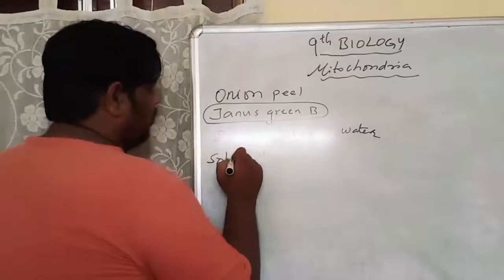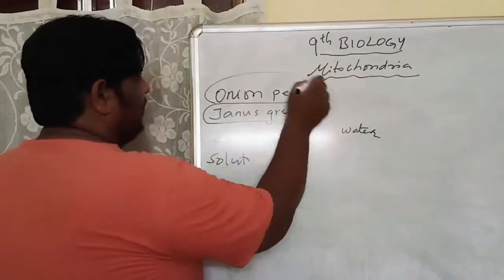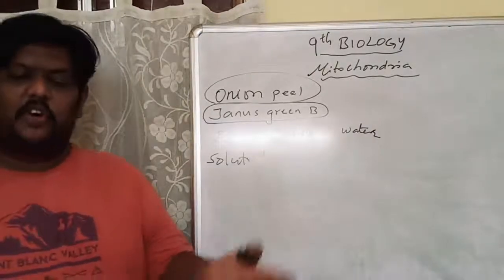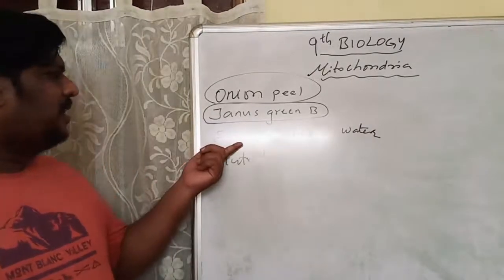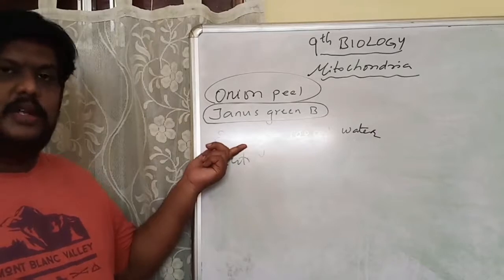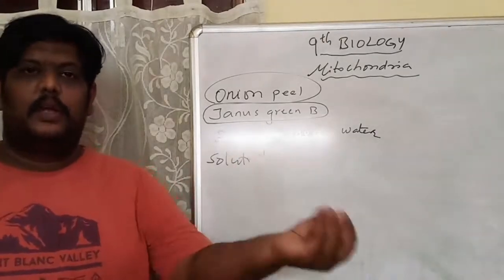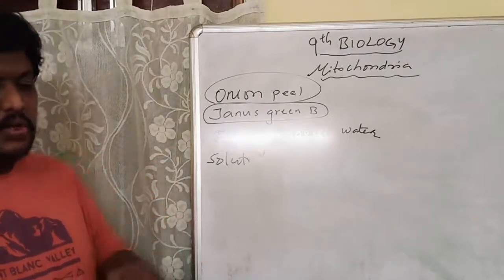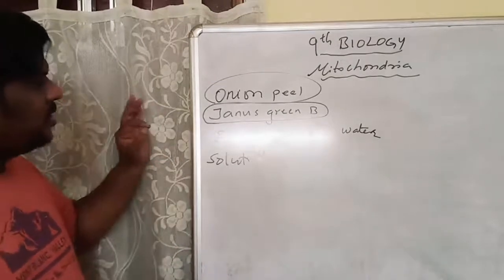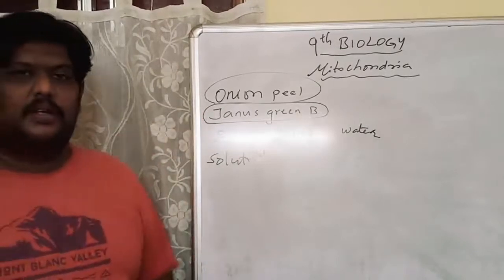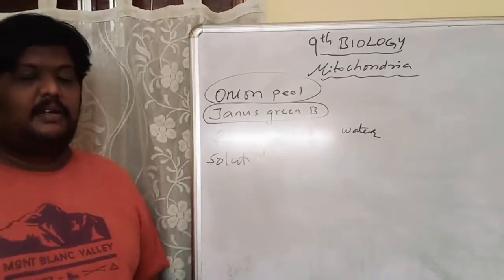Now we'll take this onion peel and put it in a petri dish or some watch glass and pour some of the Janus green B solution on it. After pouring that, you can leave it for half an hour. After half an hour, wash the onion peel thoroughly with water and then observe under the microscope.